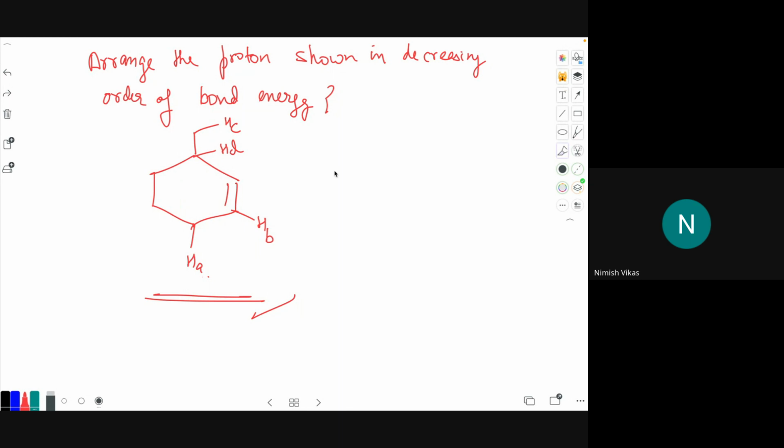And what is the trick over here? So basically, how do we check the order of bond energy? Order of bond energy for protons is inversely proportional to the stability of the free radical.